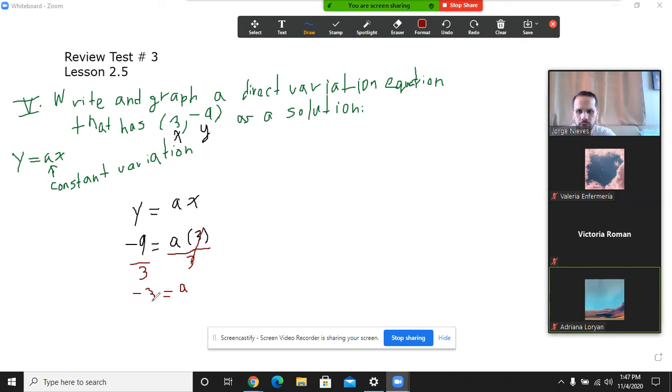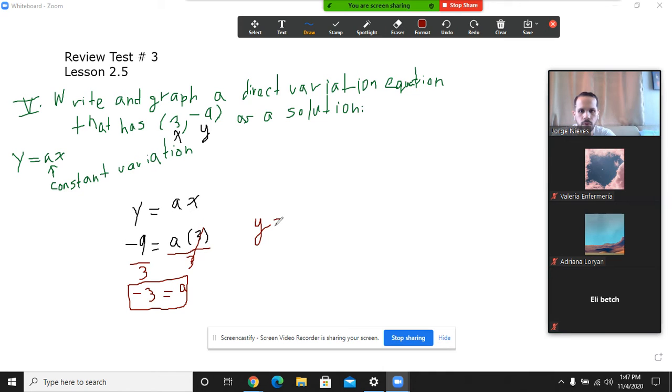-3. So there you have the answer. So now we're going to substitute this inside the constant variation, okay? So this is going to be y equals -3x, okay? And there you have the constant variation.